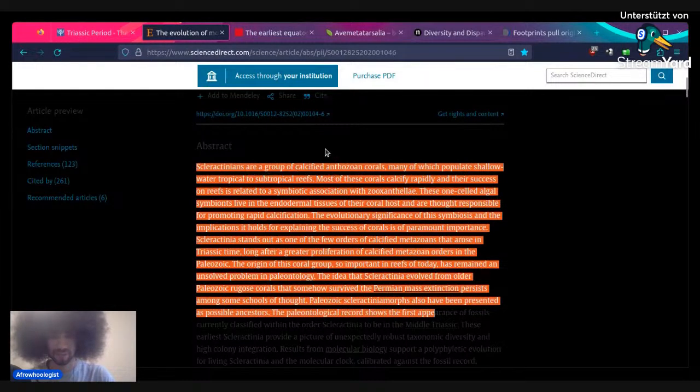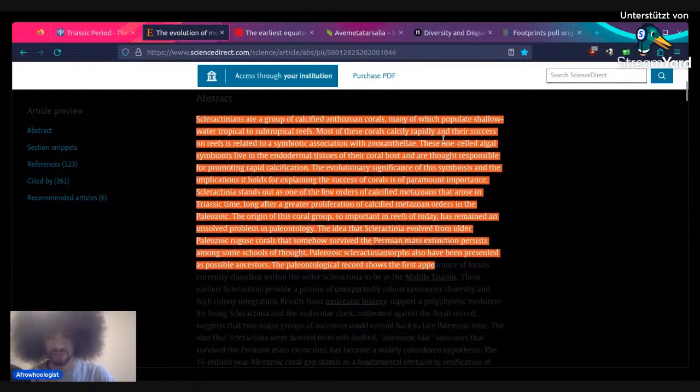So scleractinians are a group of calcified anthozoan corals, many of which populate shallow water in tropical to subtropical reefs. Most of these corals calcify rapidly, and their success on reefs is related to symbiotic association with zooxanthellae. So that's just a species of algae. These one-celled algal symbiotes live in the endodermal tissues of the coral host and are thought responsible for promoting rapid calcification.